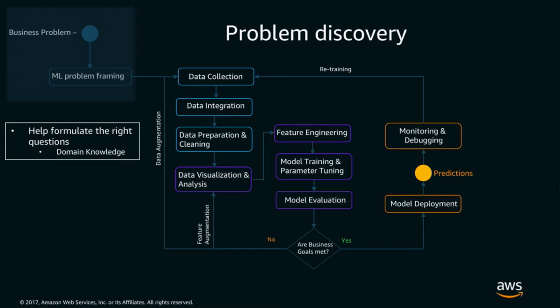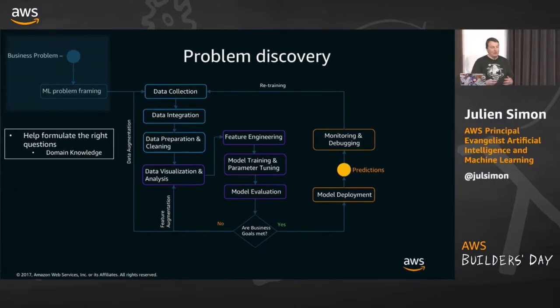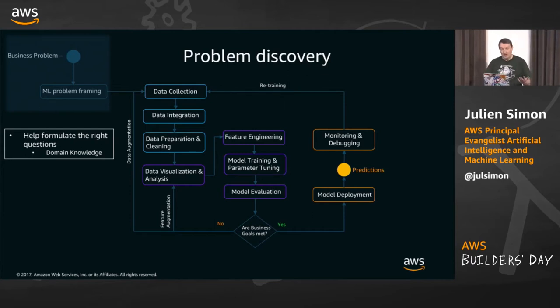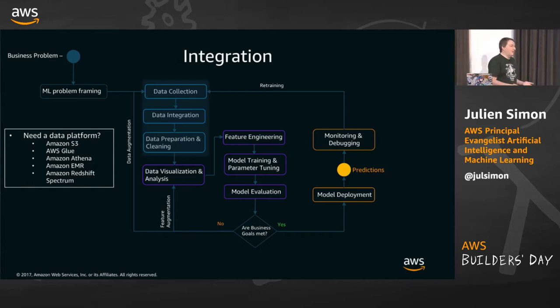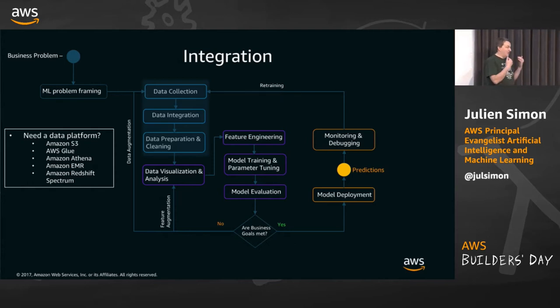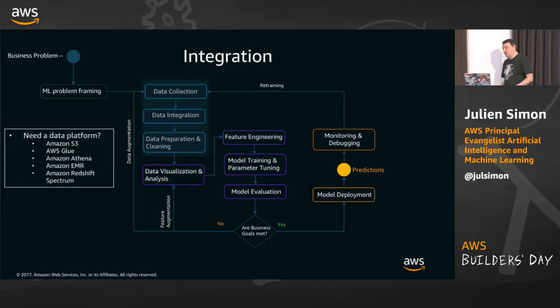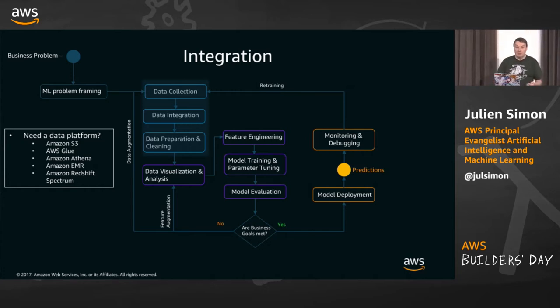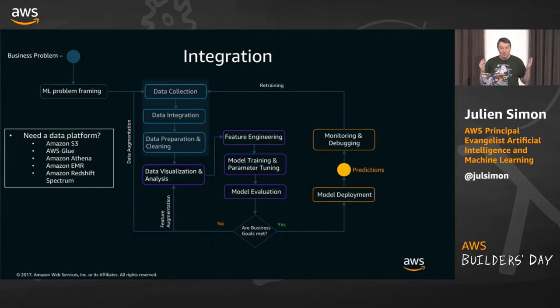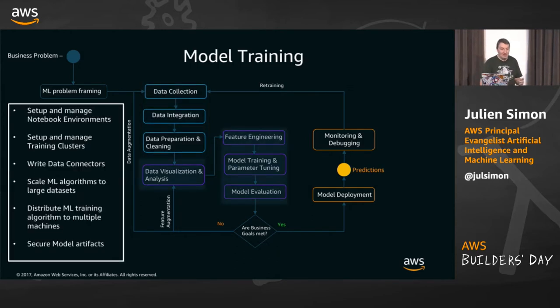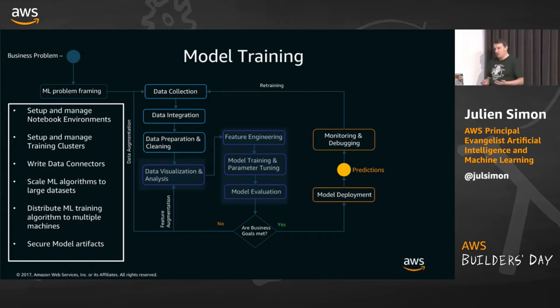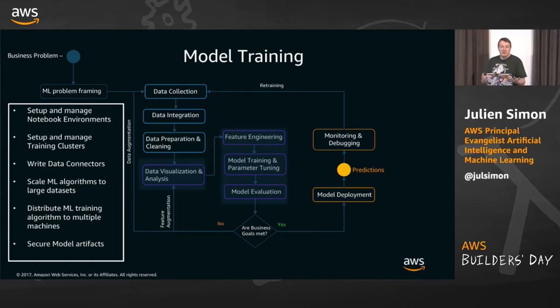So like I said, that initial part, framing the problem, I can't really help, we can't really help. You have to talk to the domain experts in the company. The data platform, integration, storing, cleaning, pre-processing, and so on. You have a number of options on AWS to do that, okay? So just choose your weapon, right? That's pretty easy.